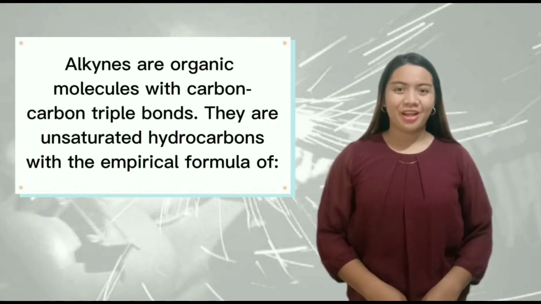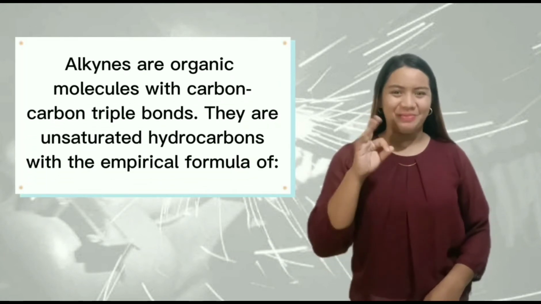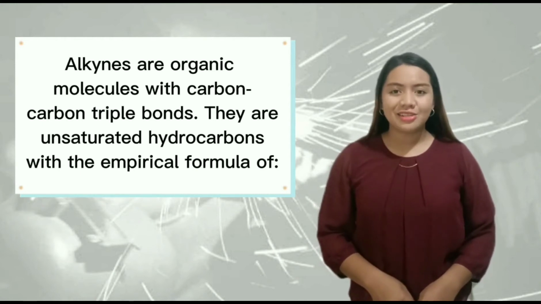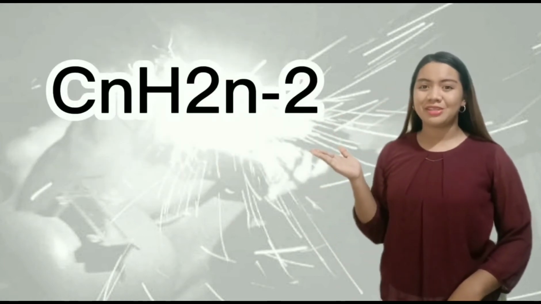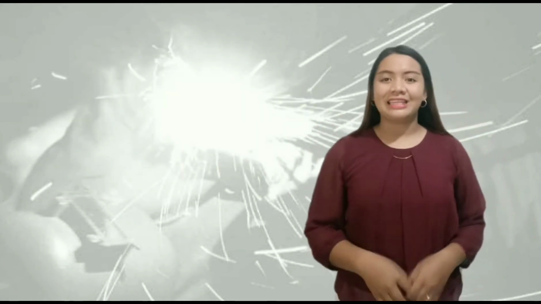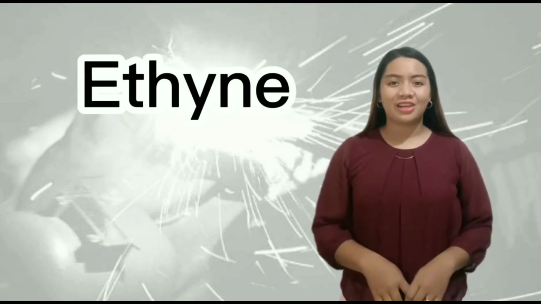Alkynes are organic molecules with carbon-carbon triple bonds. They are unsaturated hydrocarbons with the empirical formula CnH2n-2. The simplest alkyne is ethine, which has the common name acetylene.